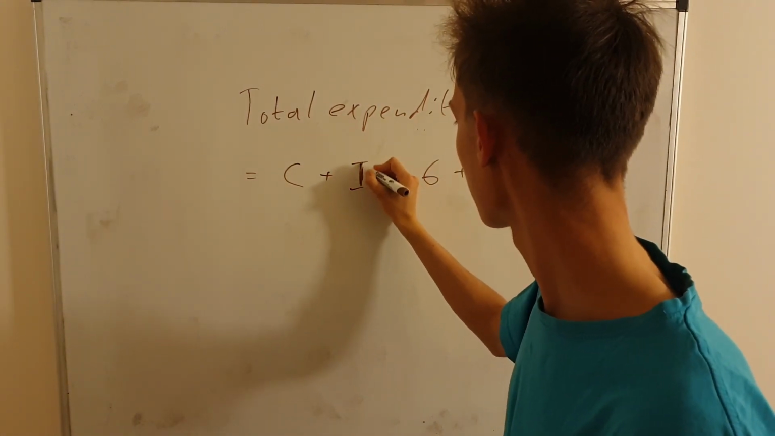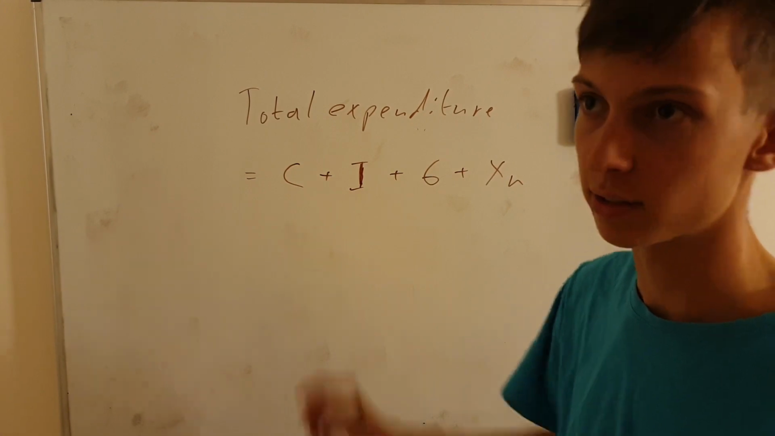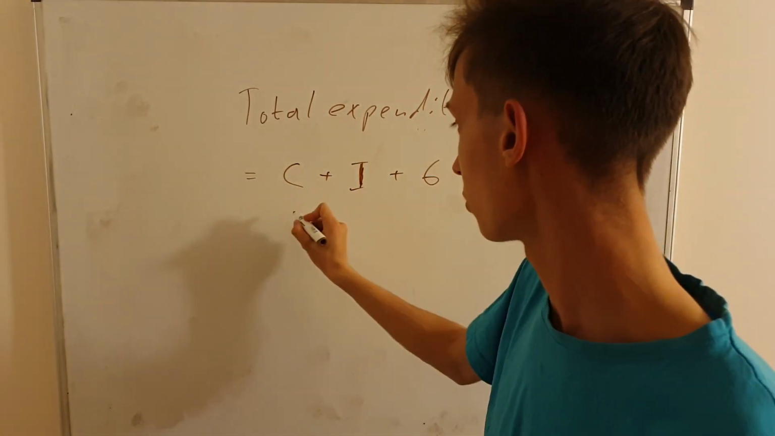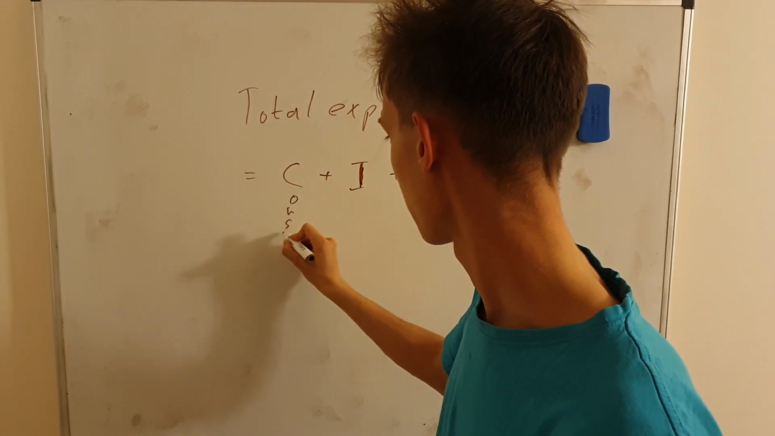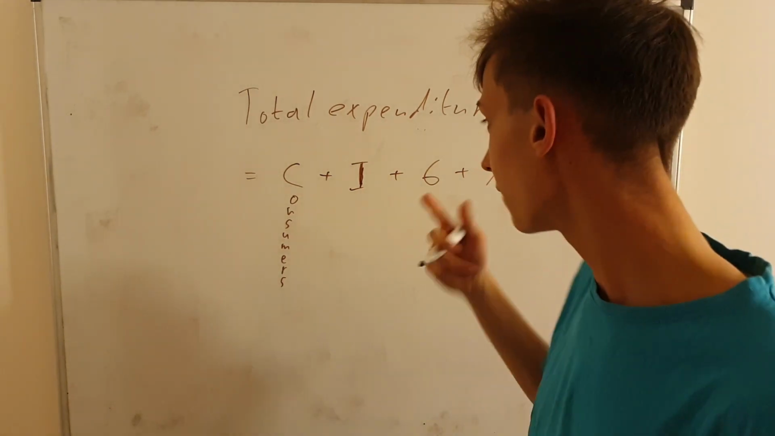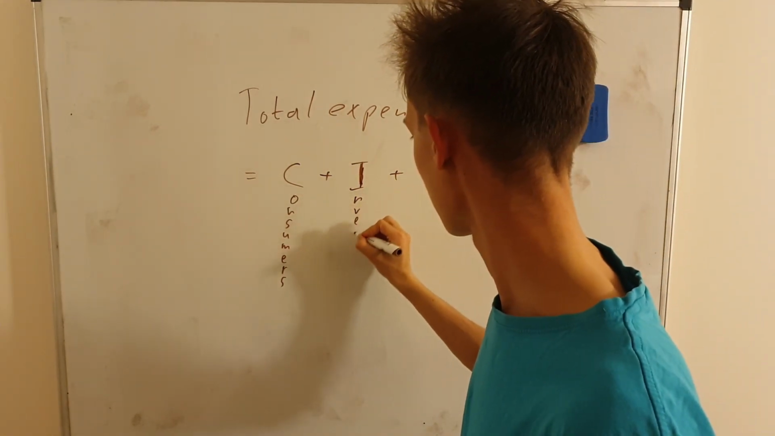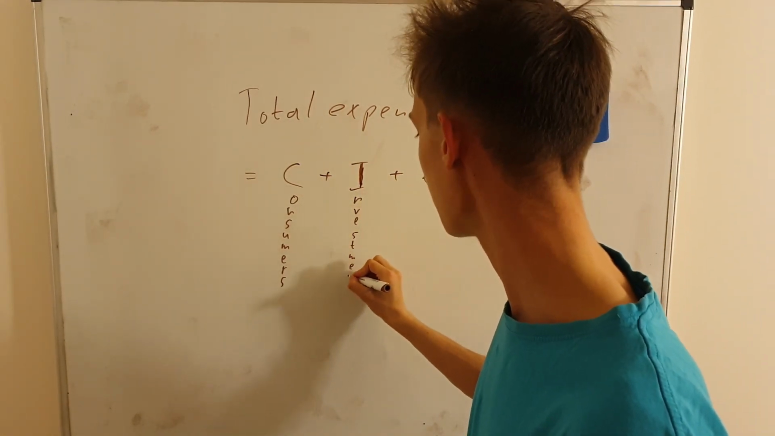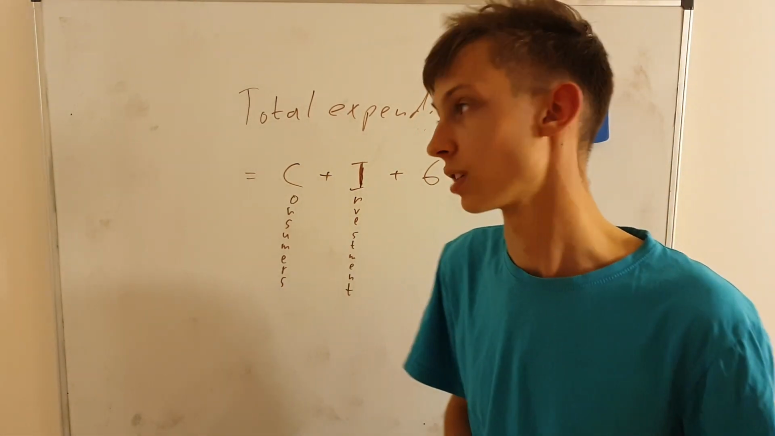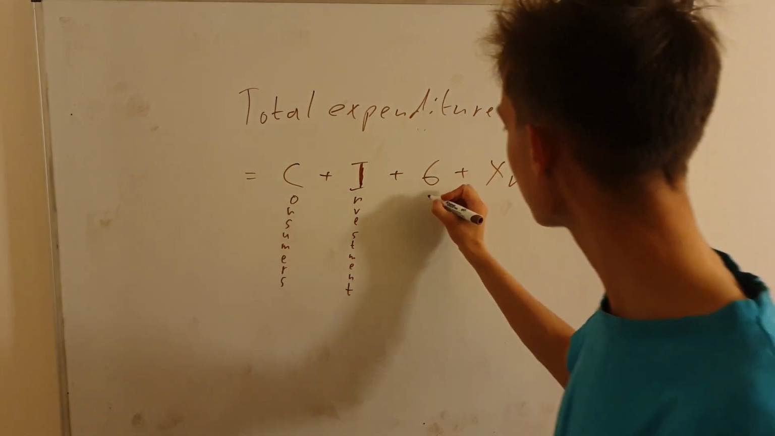So, first of all, we have consumers. That's individual people, households, and so on. Okay, so C is consumers. Then we have I. That's investment. That's namely expenditures by businesses, for example. Okay. The third one is government.